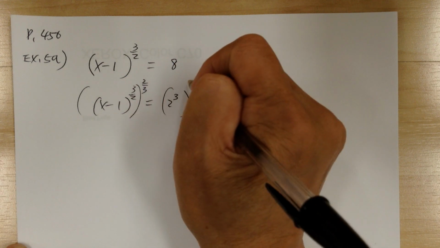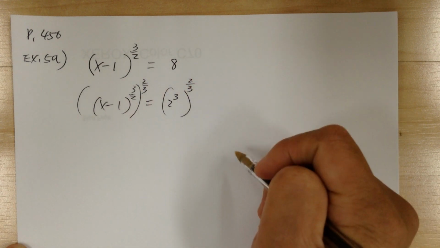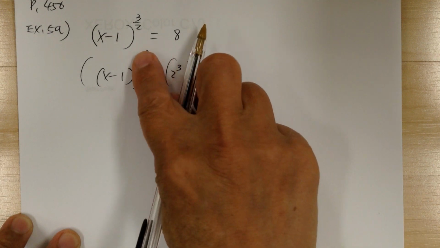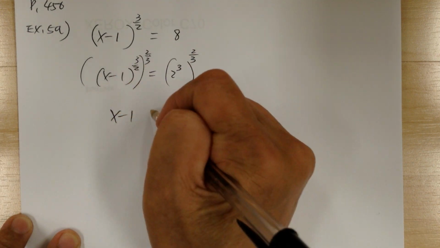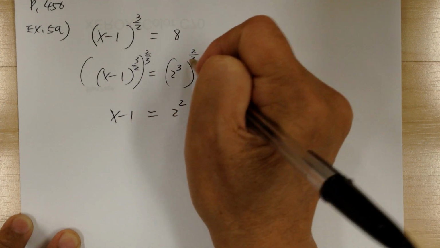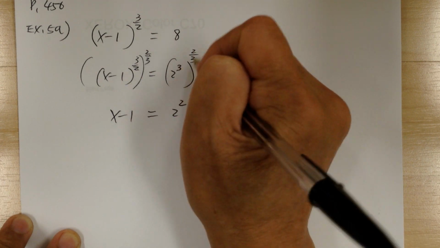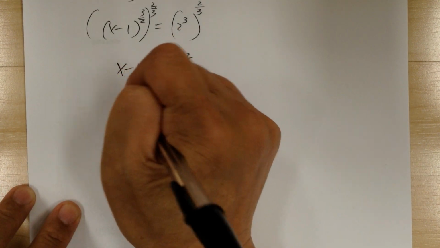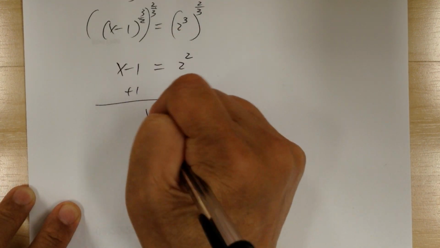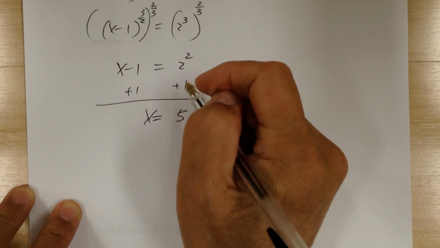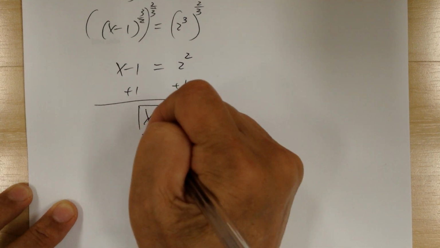I need to do the same to both sides. Again, exponent of an exponent, I multiply, so this becomes 1. So I get x minus 1 equal to 2 to the 3 times 2 over 3; the 3s cancel out, so it becomes 2 squared. Then I add 1 on both sides. So x equals 2 squared, which is 4, plus 1, which is 5. And that is my answer.